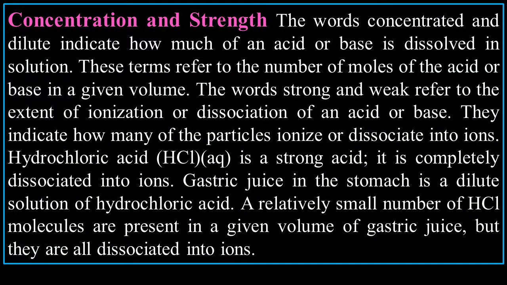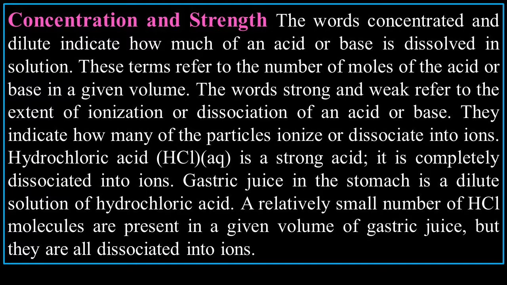Concentration and strength. The words concentrated and dilute indicate how much of an acid or base is dissolved in solution. These terms refer to the amount of moles of the acid or base in a given volume. The words strong and weak refer to the extent of ionization or dissociation of an acid or base. They indicate how many of the particles ionize or dissociate into ions. Hydrochloric acid is a strong acid. It is completely dissociated into ions.